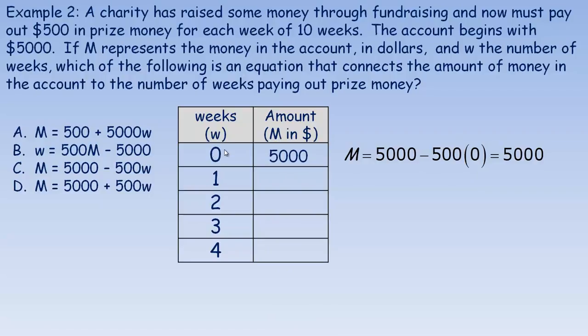If you ever have a table where the independent variable over here is 0, then this should always be the fixed amount. And if it's a direct variation, then it actually would be 0, because direct variations always have 0 as one of the points.